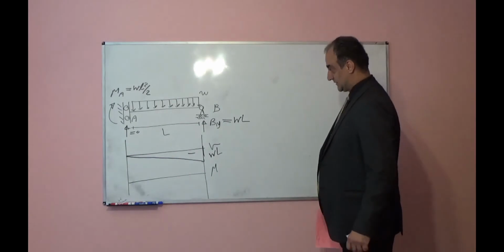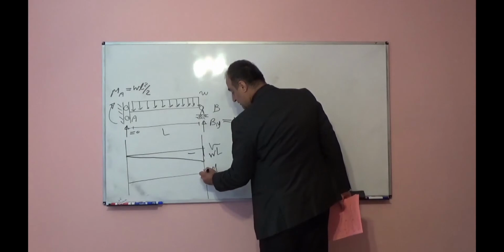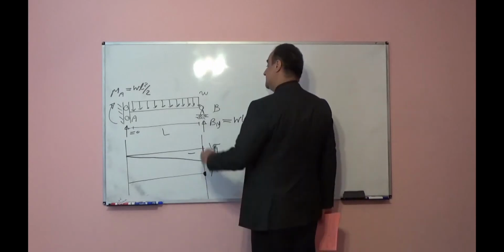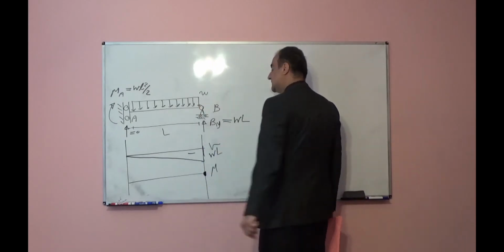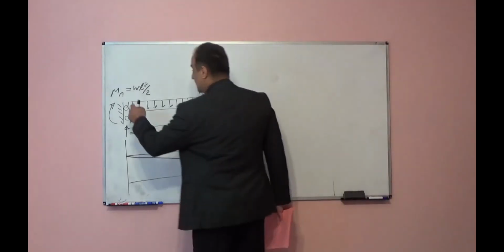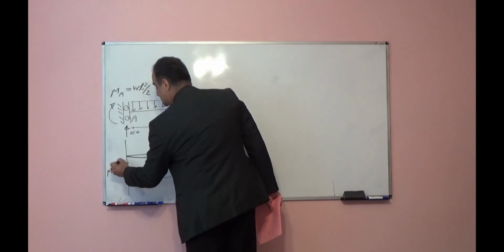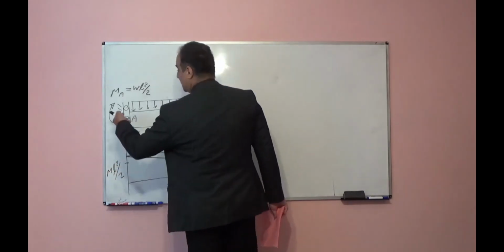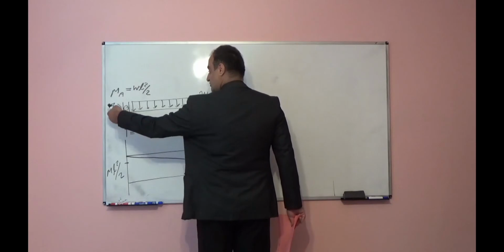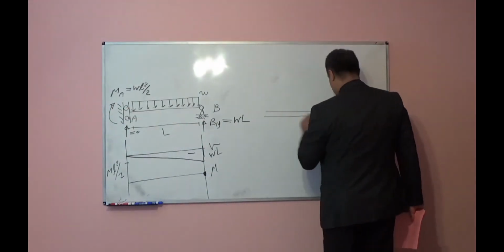Bending moment diagram. Bending moment at point B is 0 because here it is a hinge, and at a hinge bending moment is always 0. At point A we found it. It is WL squared over 2. And if you take this and rotate it like this, for example, this is part of the beam.